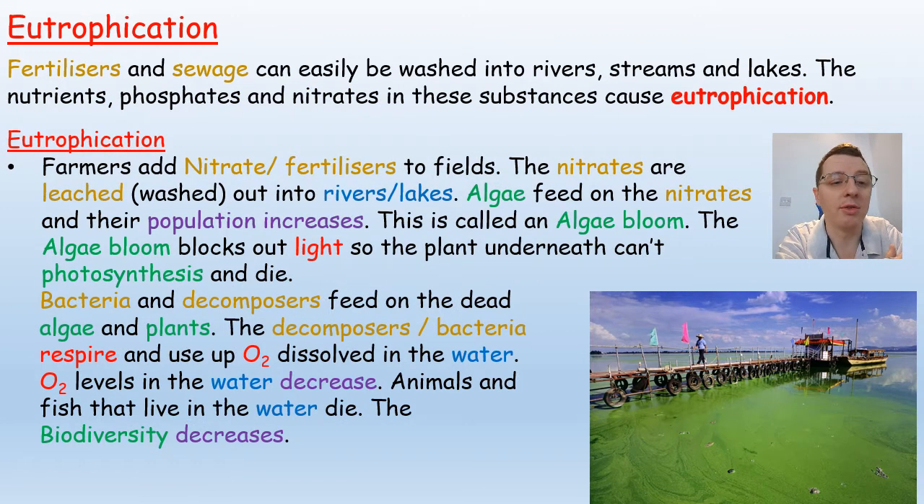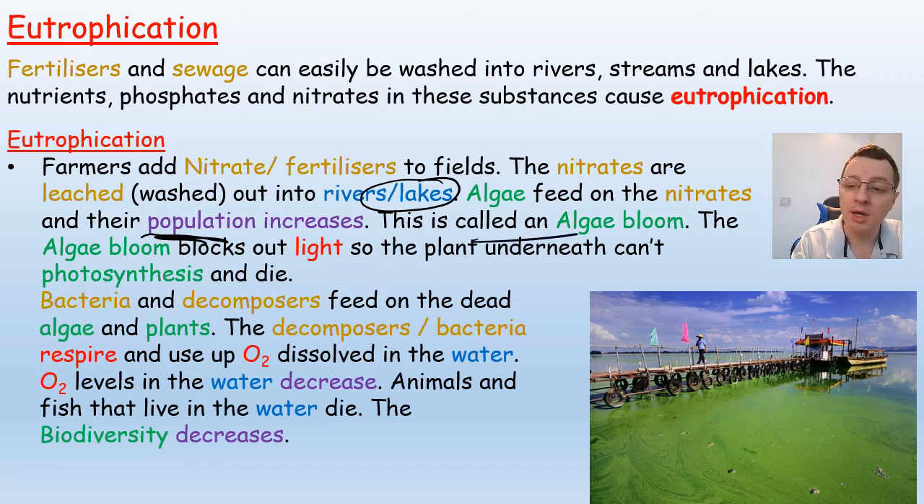Well, here's the answers. Farmers will add the nitrates and fertilizers to the field, and the nitrates are then leached or washed out into the rivers and lakes. And then any algae in the environment will feed on these nitrates and their population will increase. This is called an algal bloom. You can see an algal bloom here in this picture.